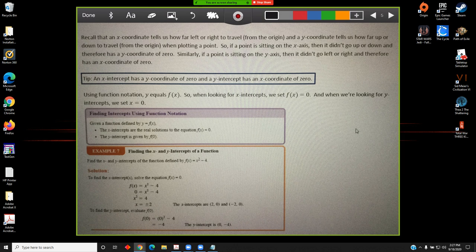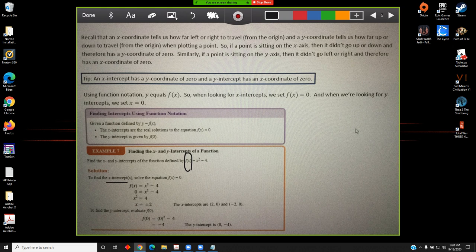All right, let's look at an example. Example 7, finding the x and y intercepts of a function. Find the x and y intercepts of the function defined by f of x equals x squared minus 4. Solution. First, we find the x-intercepts, so we replace y with 0. Of course, in this equation, y is f of x, so we replace the f of x with 0 and get 0 equals x squared minus 4.